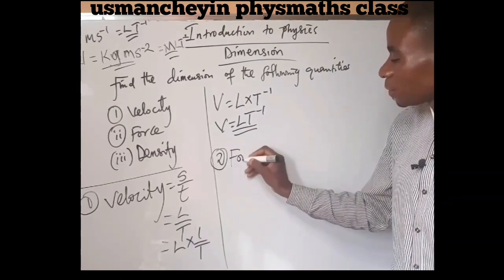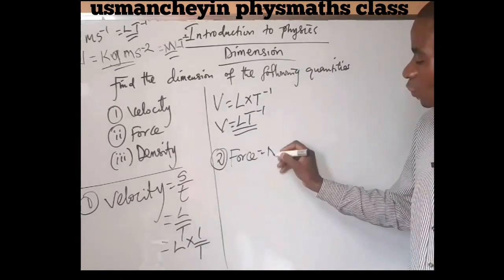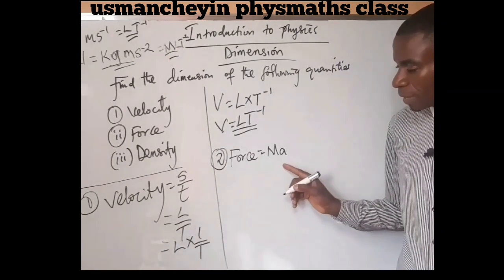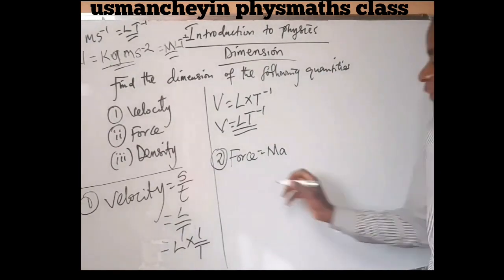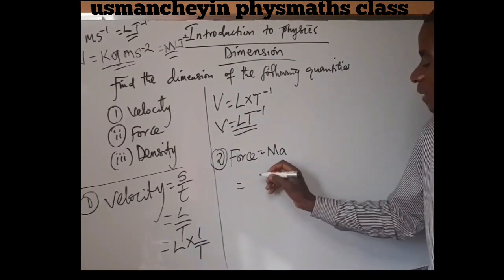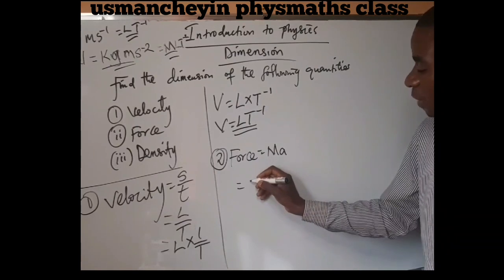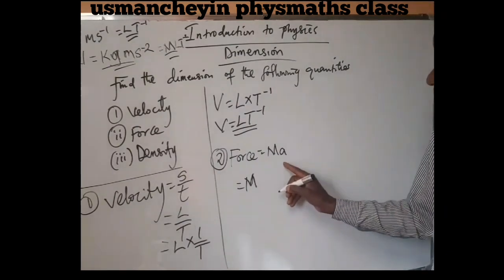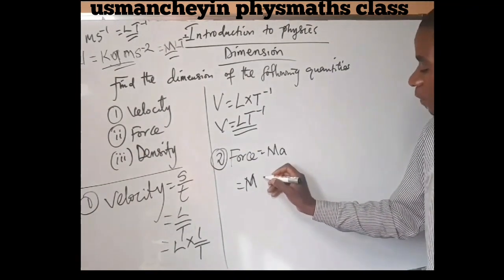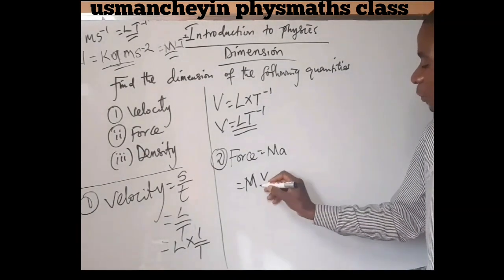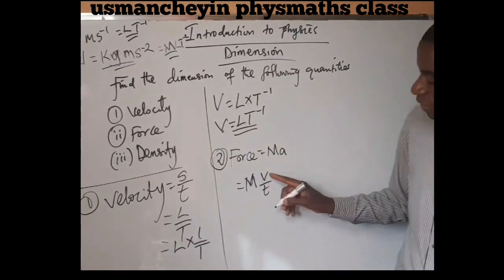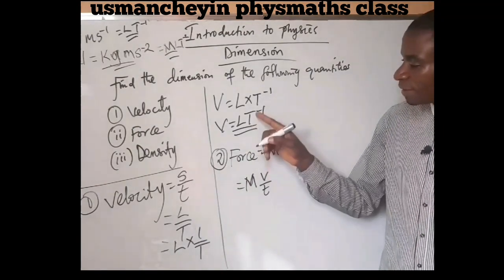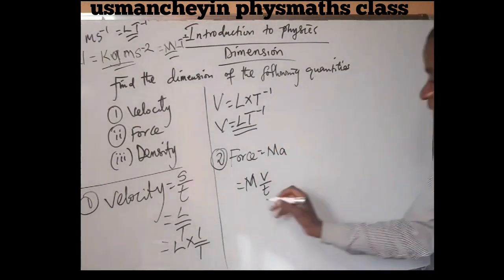So force is always equal to mass multiplied by the acceleration. The dimension of mass is already capital M. Acceleration is change in velocity with time. But we know the dimension of velocity from here, the dimension of velocity is LT minus 1. So we replace it immediately.